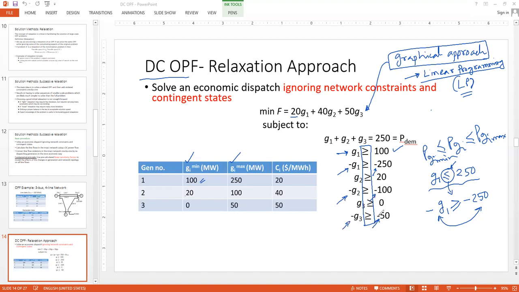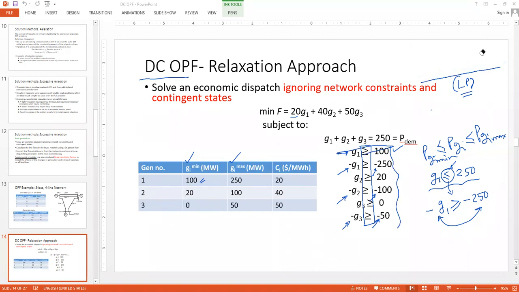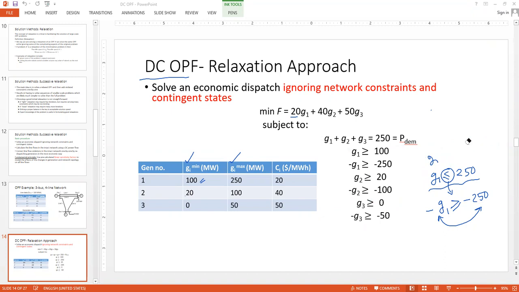Okay, so these are the constraints for the 3 generating units. So we have 3 generating units. Each unit has its own upper limit and lower limit. So in total, we will have 6 inequality constraints, and all of them are now converted to greater than or equal to constraints. Okay, so we are done with the formulation part.